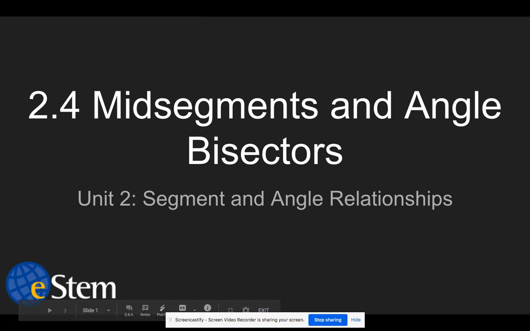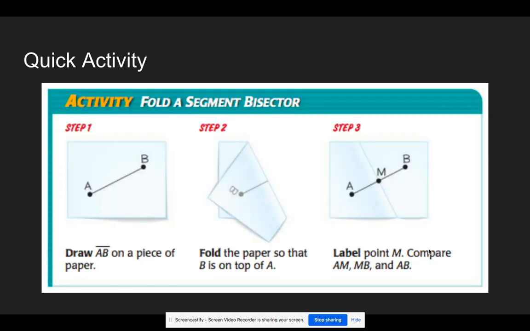2.4, Midsegments and Angle Bisectors, in Unit 2, Segment and Angle Relationships.